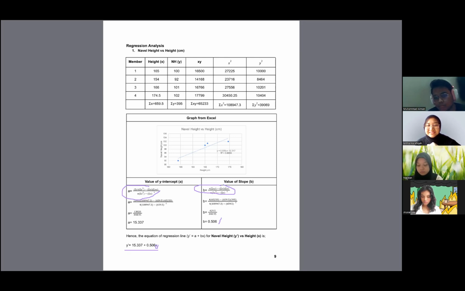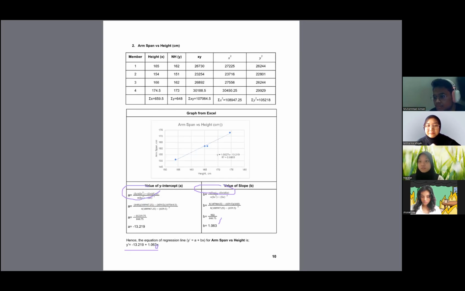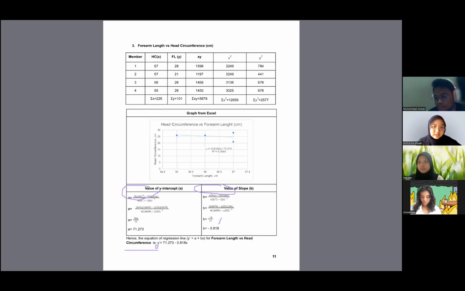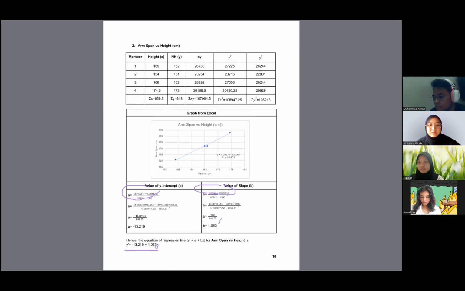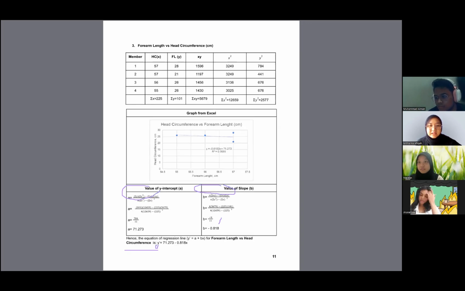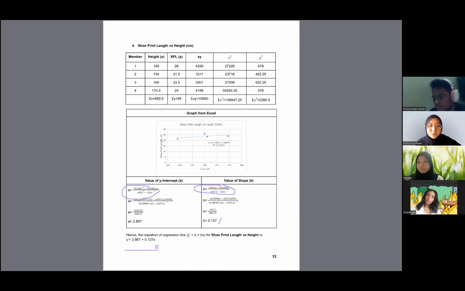Next. The same goes for arm span versus height, hip circumference versus forearm length, and lastly, the relationship between shoe print length versus height.